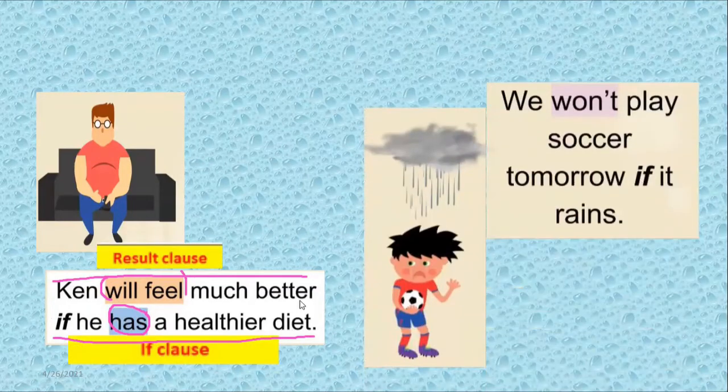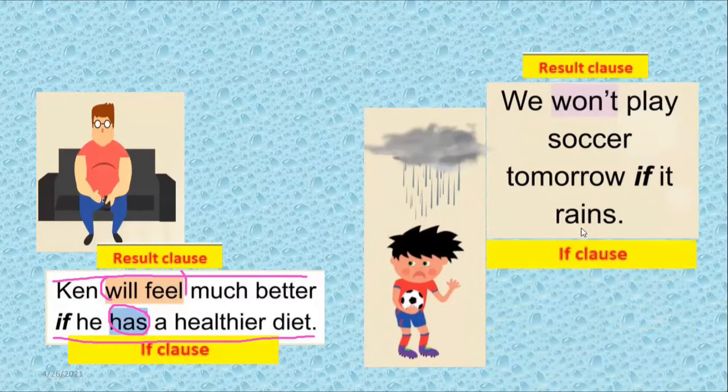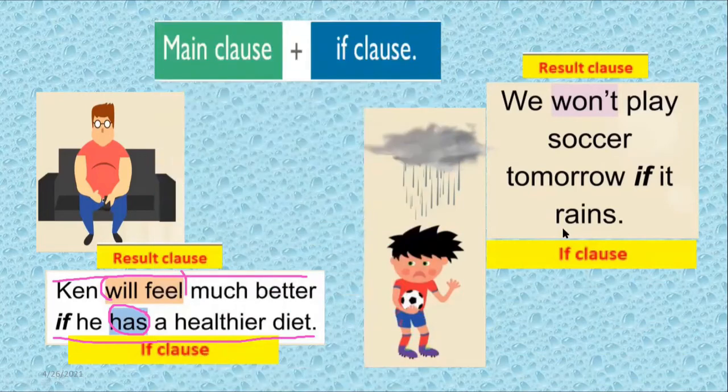Another example: we won't play soccer tomorrow if it rains. Now, we won't play soccer is the result clause or main clause. If it rains is the if clause. Here we use won't, the negative of will, and this is a future simple. In this sentence we use rains, and this is in the present simple. Again, we can write the main clause, then the if clause without any difference in meaning, but we don't use a comma between them.